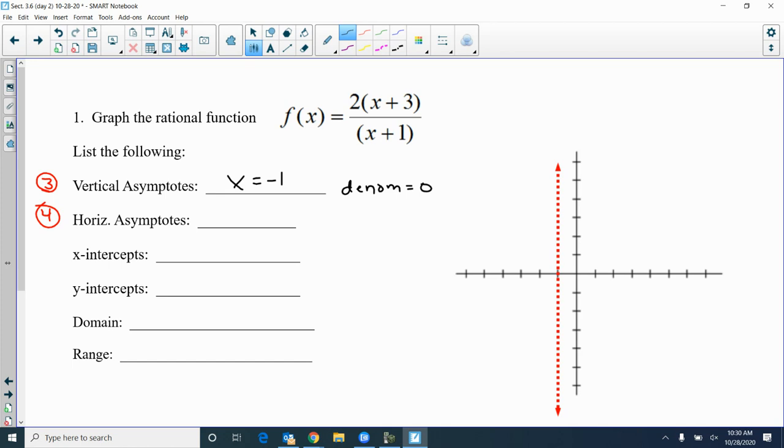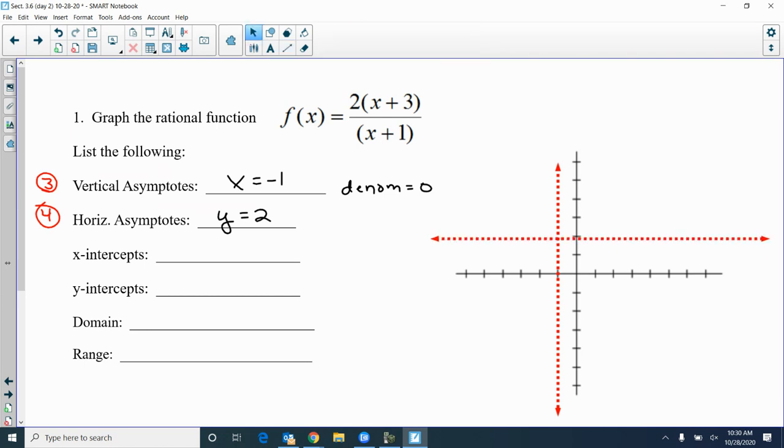All right, Tyler, do you know what it is? 2. It's going to be 2. You take a look at your coefficients. They're both the same degree. 2x over x, y equals 2. And you're going to draw in the horizontal asymptote.